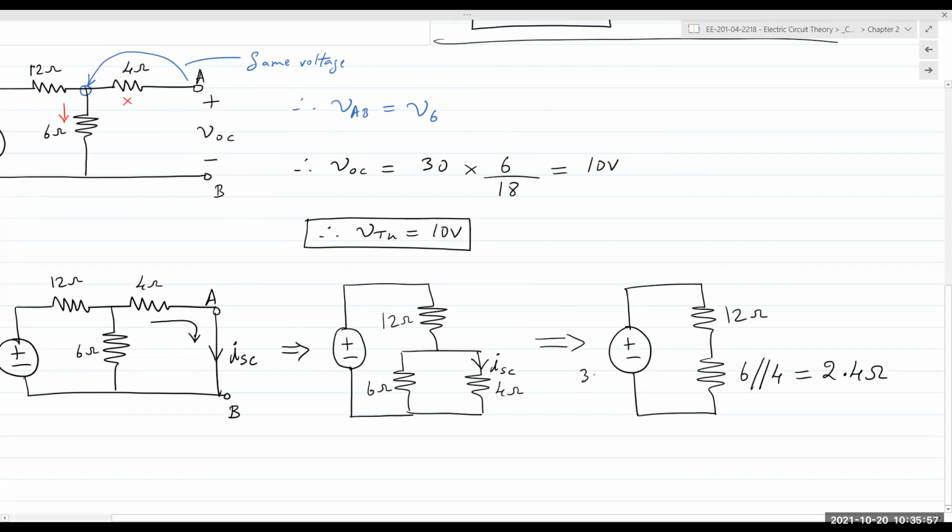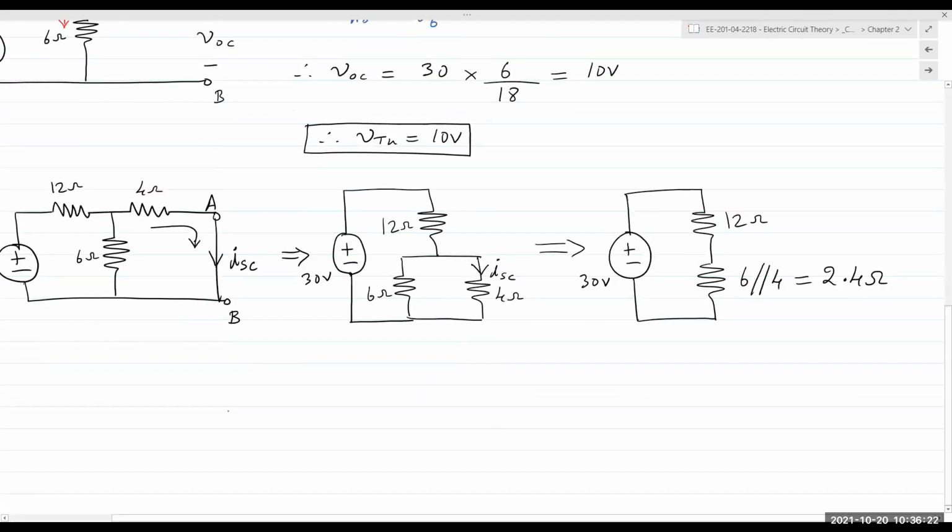So all we need to do is apply voltage division and find the voltage across this resistor, which is the voltage across 6 and 4 in parallel. Then apply Ohm's law again, find ISC. Make sense? Right? Well, let's do it. Hopefully it will make sense to everyone.